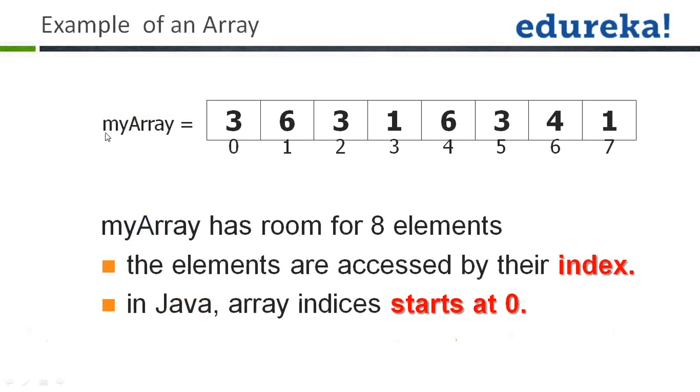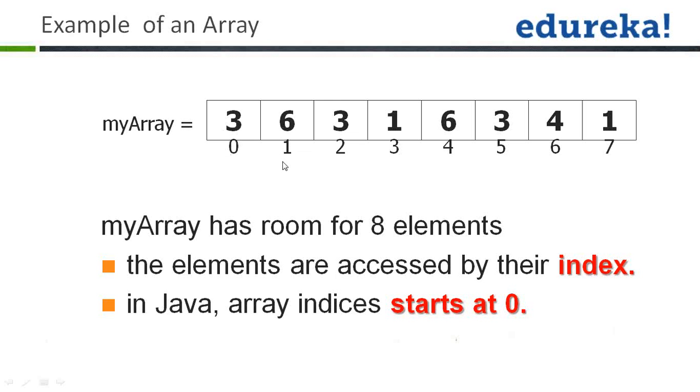Let's say the name of the array is my array, and my array has got room for 8 elements. That means 8 elements can be stored into this array. The elements are accessed by their index, that is you put the values between the square brackets and you access the arrays. In Java, array indices start at 0. Now since the indices start from 0, the index will go from 0 to 7 because there is room for 8 elements. I hope you understand.